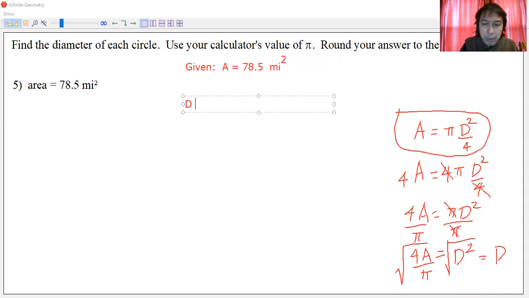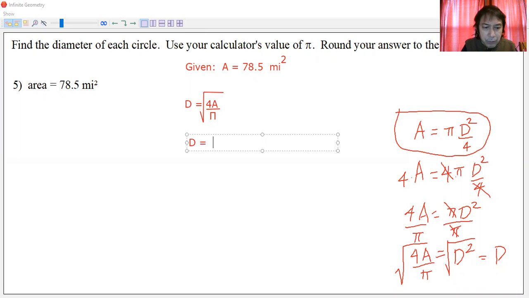This will now be diameter is equal to the square root of, let's start with the radicand, the terms inside. It's 4A over pi there, like that. And it's supposed to be under the square root sign, so we shall put a square root sign there. Okay, all right, that's our working formula to find the diameter when the area is given. All right, let's continue. Direct substitution.